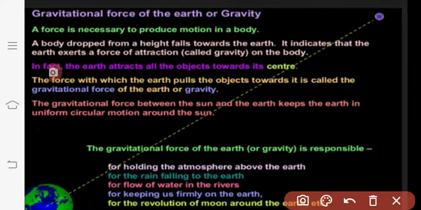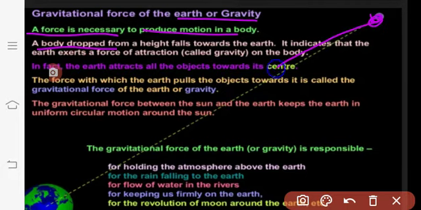Now, gravitational force of earth, or gravity. A force is necessary to produce motion in a body. This is called gravitational force. Suppose a body is dropped from a height and falls towards the center of the earth.